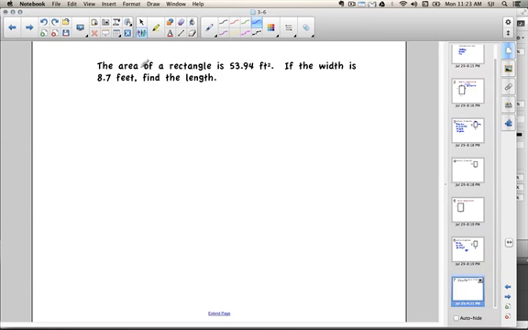Here's our last question of the day. The area of a rectangle is 53.94 feet squared, and the width is 8.7 feet. We have to find the length.